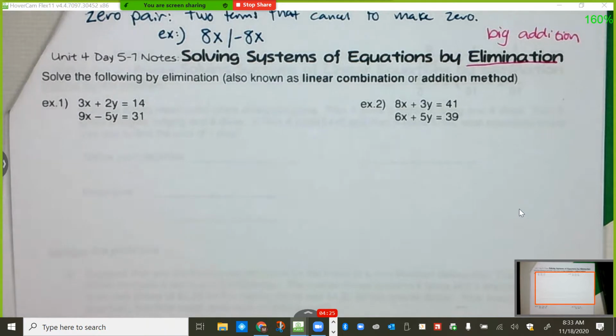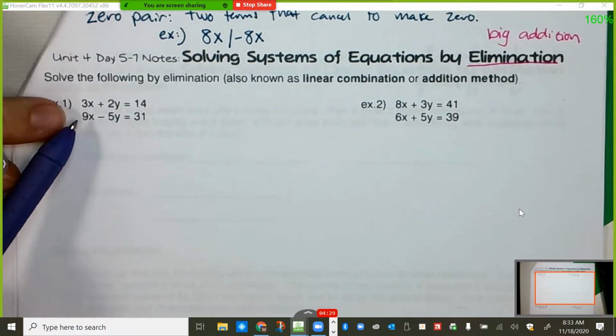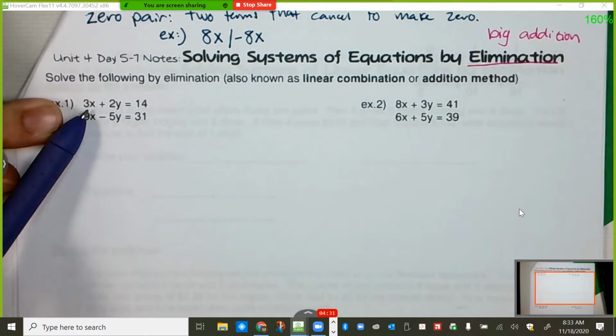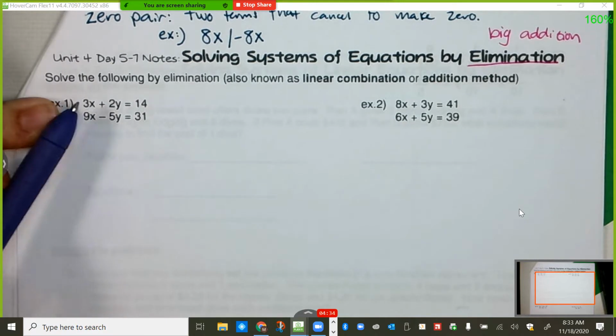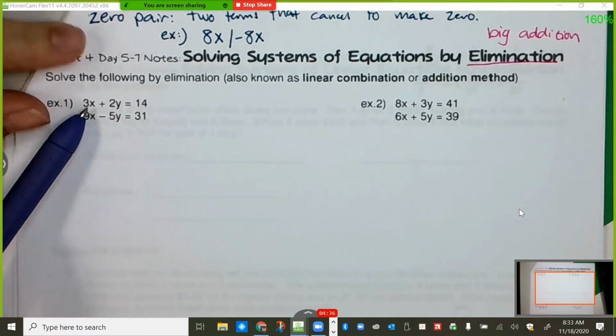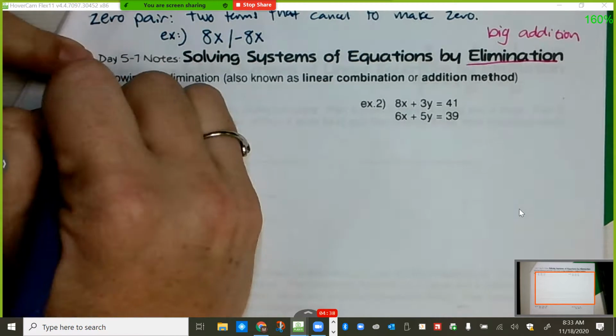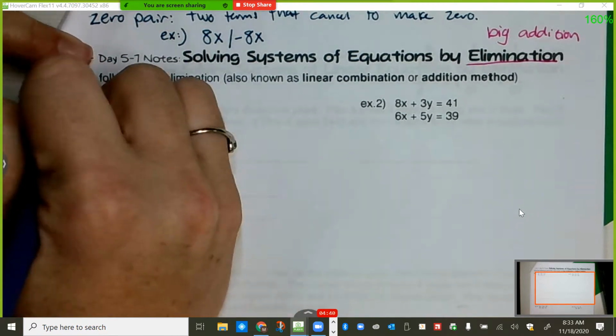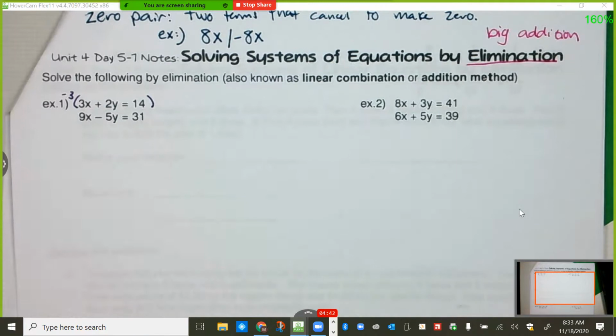We also know one needs to be positive and the other needs to be negative. So if this is a positive 9, what do I want this top one to be? What would I multiply 3x by to become negative 9? Negative 3. So I'm going to multiply that whole equation by negative 3 because that's what keeps the equation equal, right? I have to do it to everything or I've changed the equation. Okay?